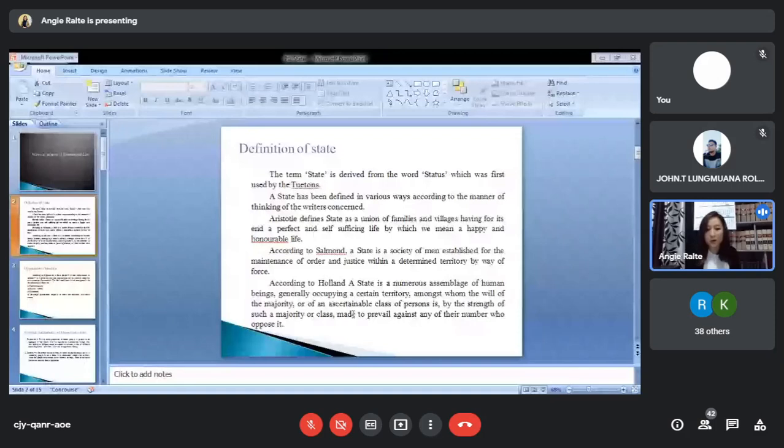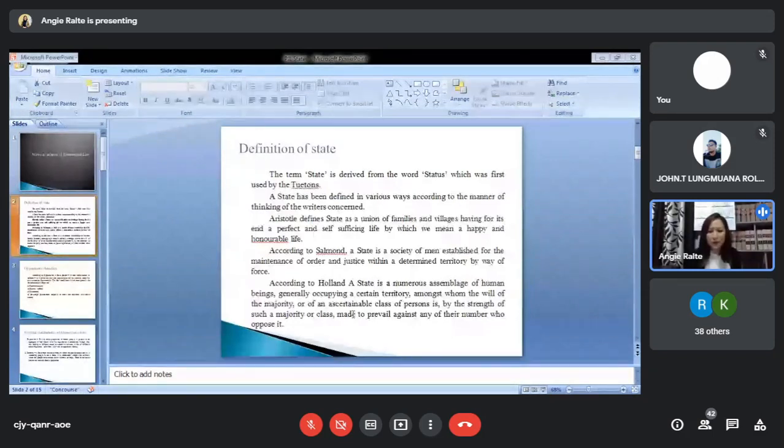Different writers and thinkers give definitions of state. The term state is derived from the word status, which was first used by the Teutons. And Aristotle defines state as a union of families and villages having for its end a perfect and self-sufficing life, by which we mean a happy and honorable life. In constitutional law or in international law, the meaning of a state might be quite different.